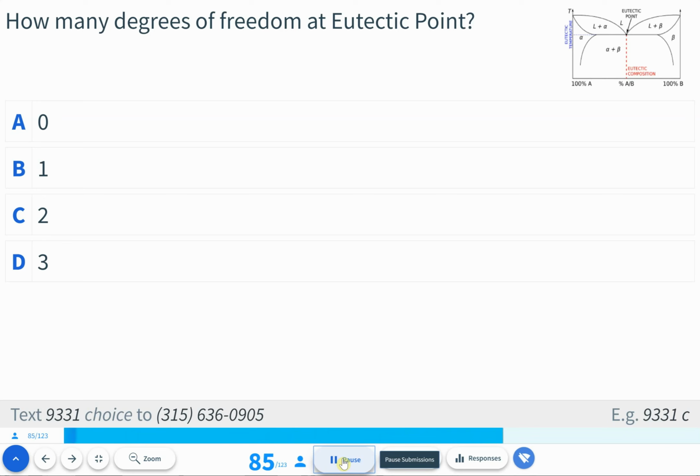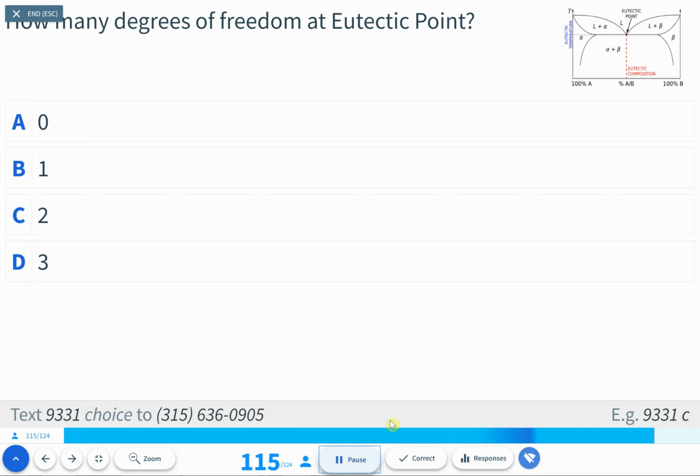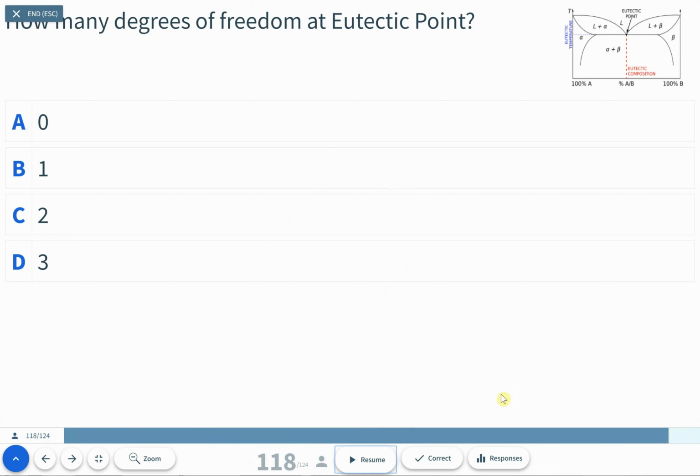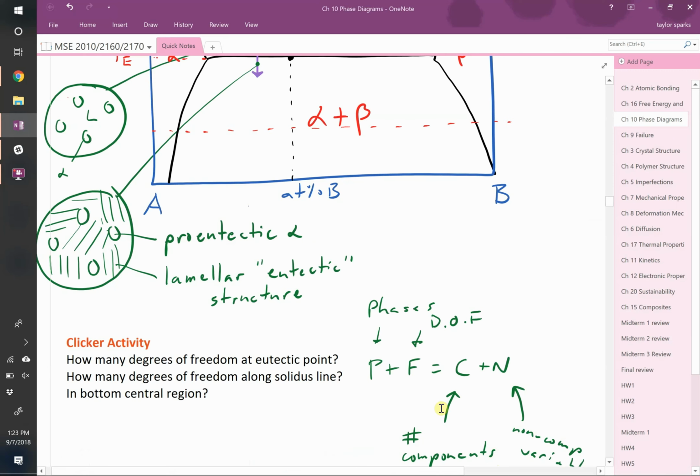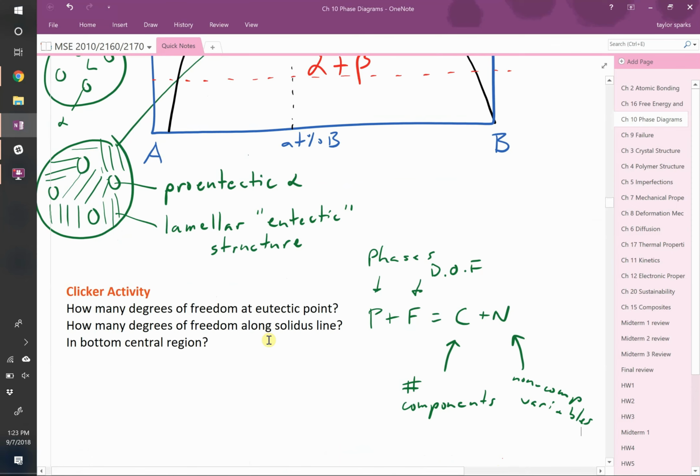Okay, get your answers in. Okay, we're going to wrap this one up. Answers still trickling in. I'm going to close it now. Okay, people think what? So it's actually 0. Let's look at this, right? So how many phases are present at the eutectic point? So Thomas?